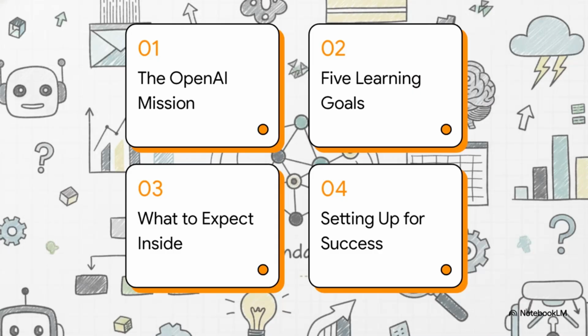On the agenda for today's explainer, we've got four key areas. First up, the OpenAI mission. Second, your 5 learning goals. Third, what to actually expect inside the course. And finally, number 4, setting up for success.